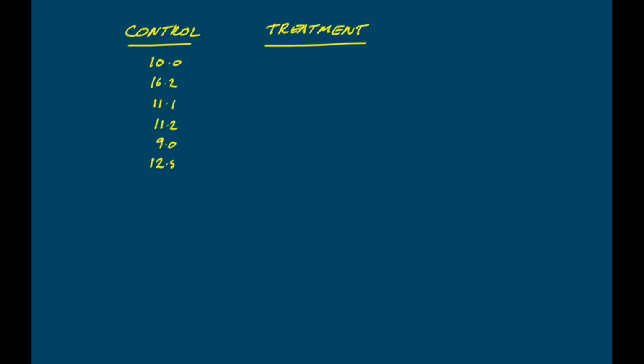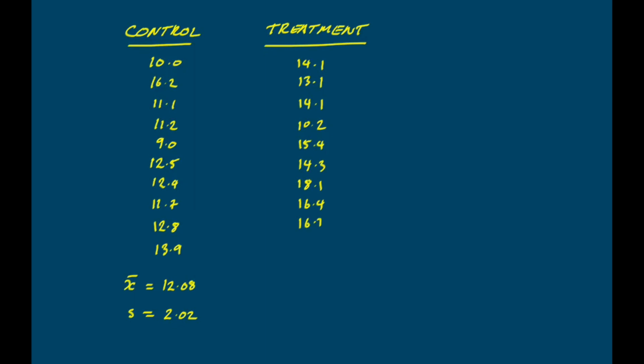Let's just look at these data. So here are our control and treatment values, and these are the leaf masses of our plants in grams. We can calculate the mean for our control group and the standard deviation. The mean is 12.08, and then we can do the same for our treatment group. And you can see that the mean for our treatment group is somewhat higher than the mean for our control group. So on average, our treatment plants have more leaf mass than our control plants.